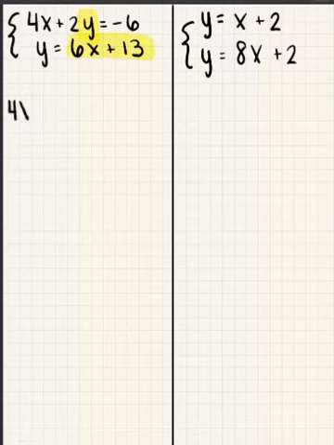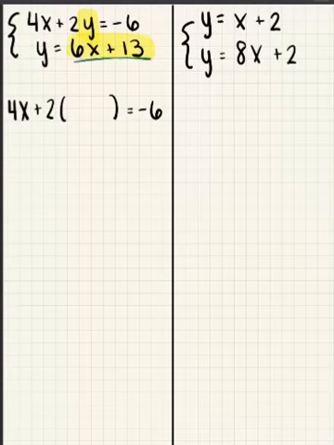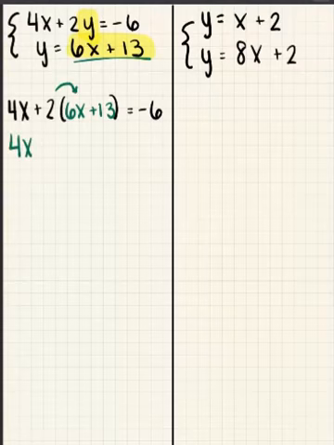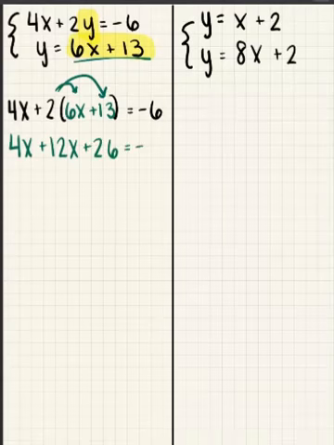4x plus 2 times whatever y is equals negative 6. And y equals this whole thing, 6x plus 13. We have to clean that up. We're going to have some distributing to do, but first we keep the 4x where it is. We haven't used it. 2 times 6x is plus 12x. 2 times 13 is plus 26 equals negative 6.